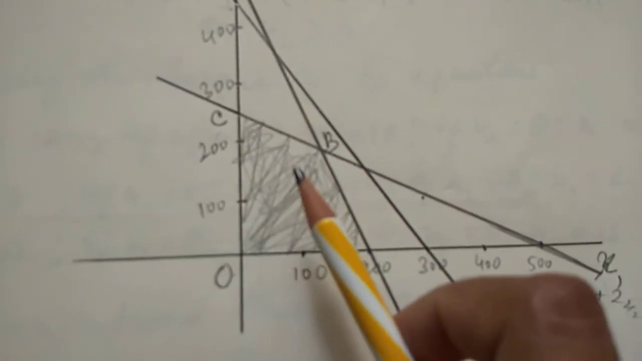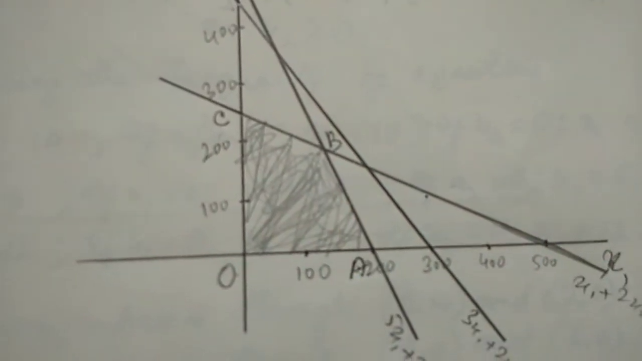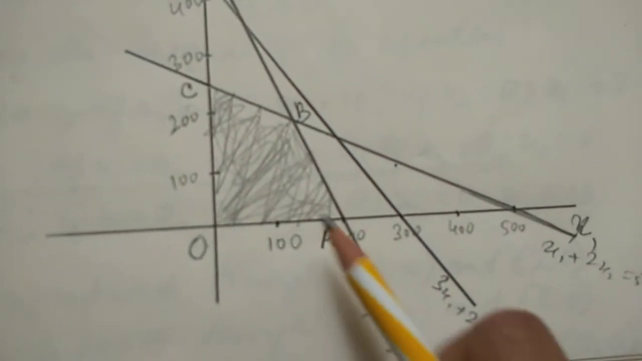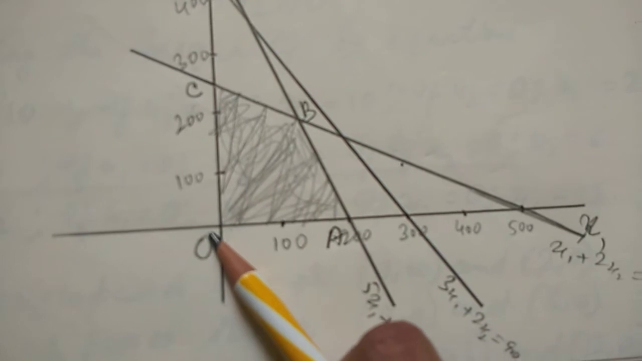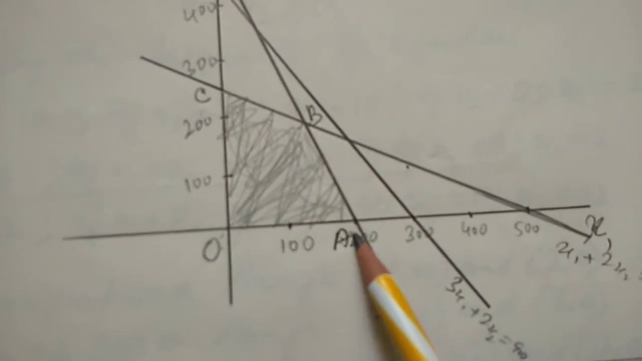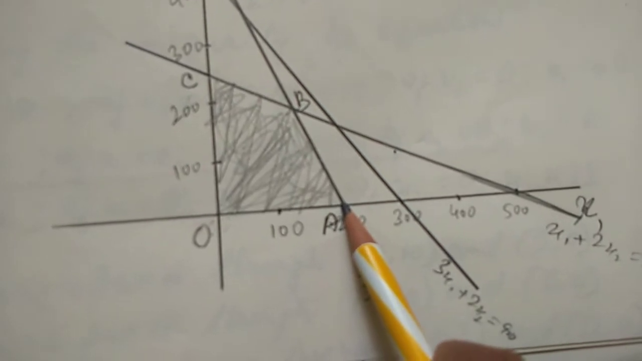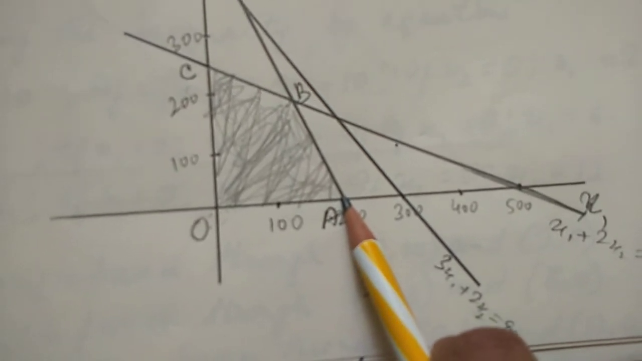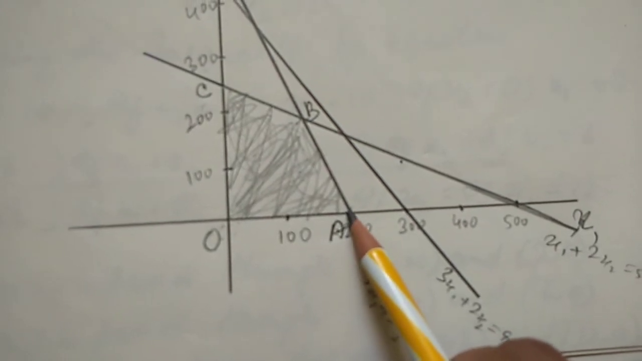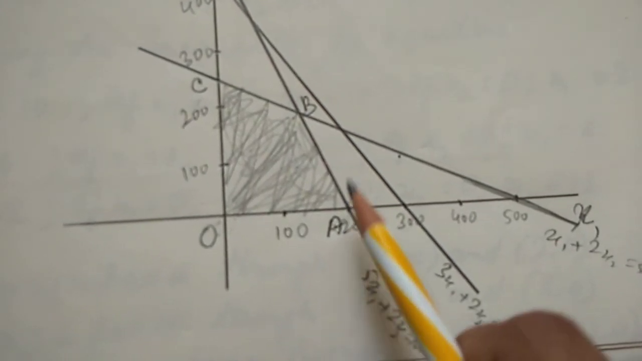If this is the optimal solution region, then we need to find out the corner points. You can see that O is at 0 and 0. A is at 200 on the x1 axis and 0 on the x2 axis. So A's point will be 200 and 0.